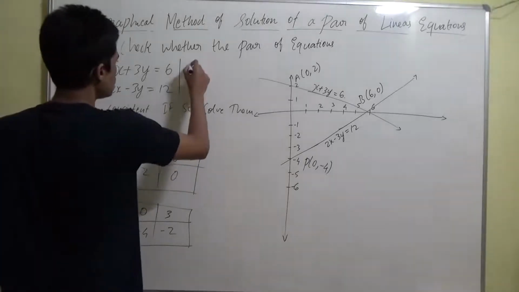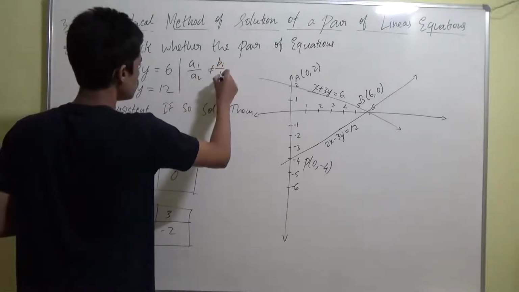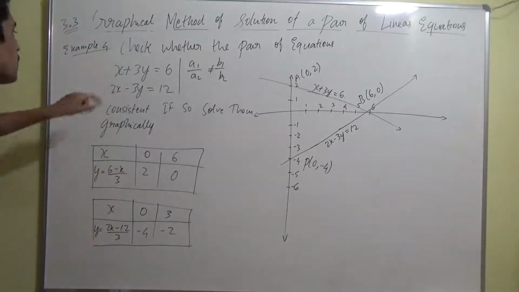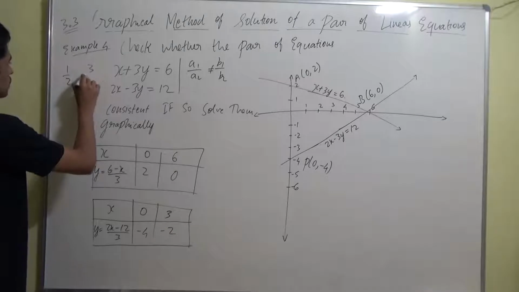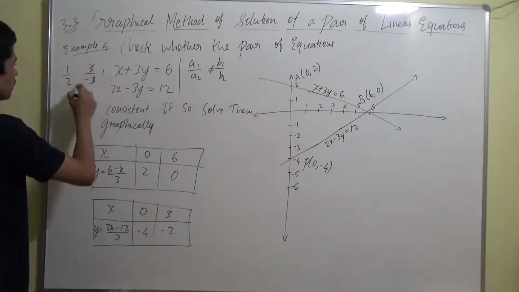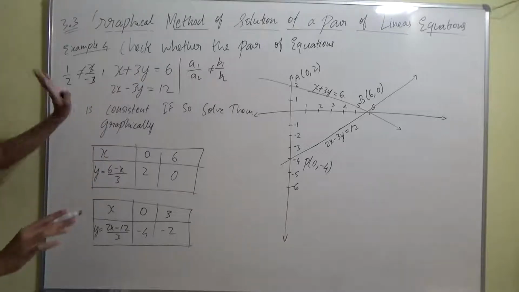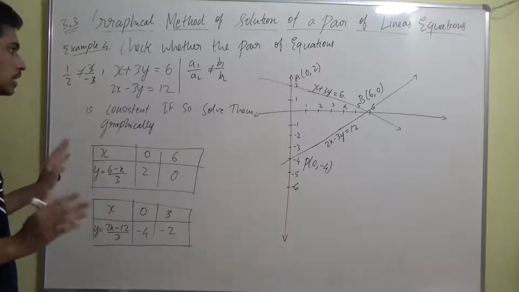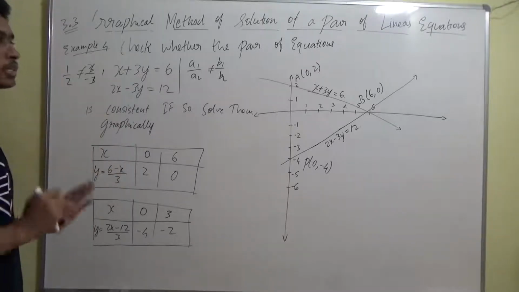So how to check them first? If a1 by a2 is not equal to b1 by b2, which means the equations are going to be consistent. So a1 by a2 is 1 by 2 and b1 by b2 is 3 by minus 3, which is nothing but equal to minus 1. Is 1 by 2 equal to minus 1? No, it's not equal. So a1 by a2 is not equal to b1 by b2, which means the equations are consistent. Now let's go ahead and draw the graph and find the graphical solution for this question.